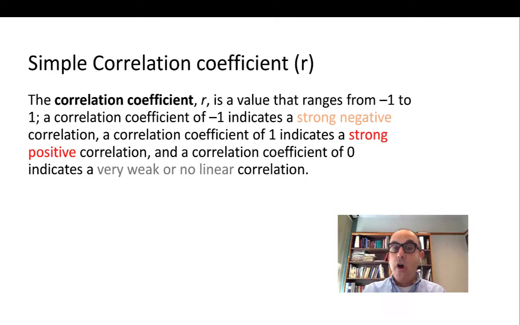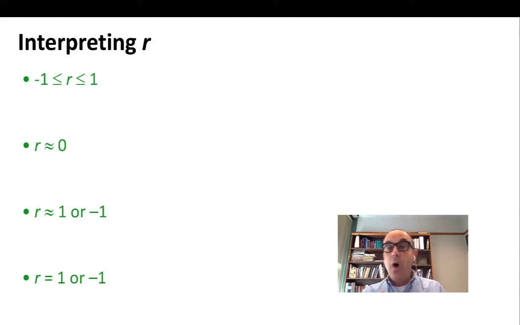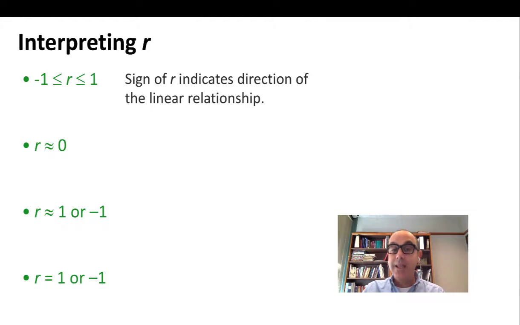That is something that we would like to know, and that's the idea. So the correlation coefficient is a value ranging from -1 to 1. A correlation coefficient of -1 indicates a strong negative correlation, 1 indicates a strong positive correlation, and 0 indicates a weak correlation. So how do we interpret R? This is the value that we look at in order to determine what it entails.